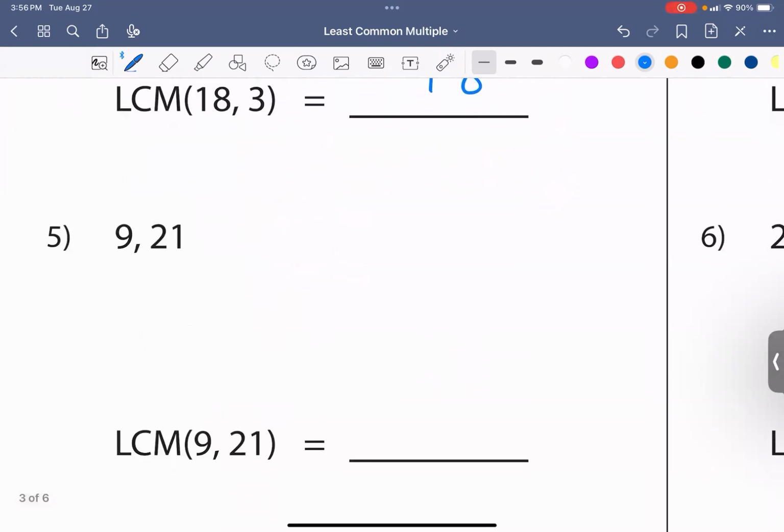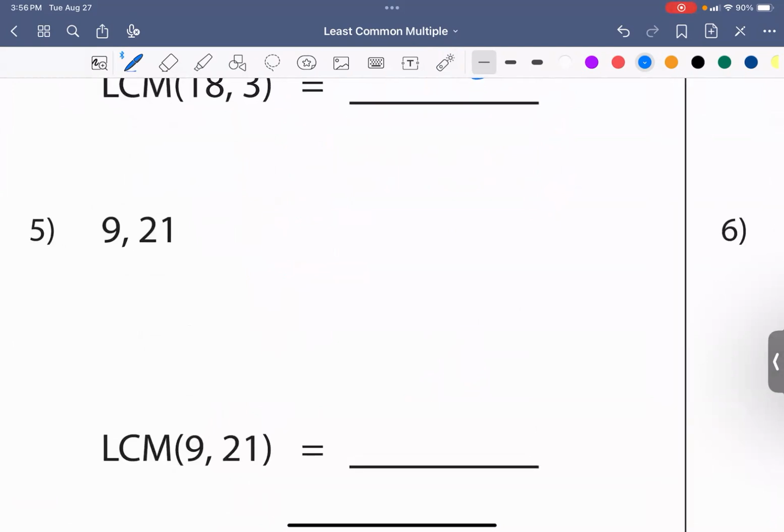Let's do this one. Find the least common multiple for 9 and 21. So what I'm going to do, you can actually do it also the reverse way. Like if you know your times tables, this is very easy. So I encourage you to master your times tables if you haven't done so already.